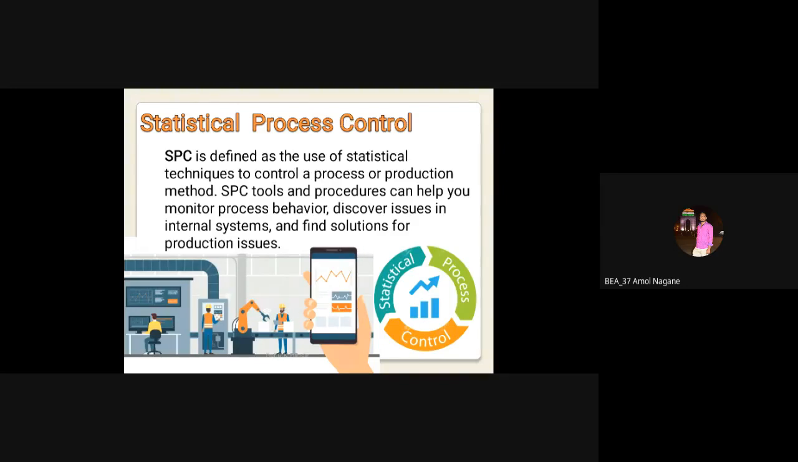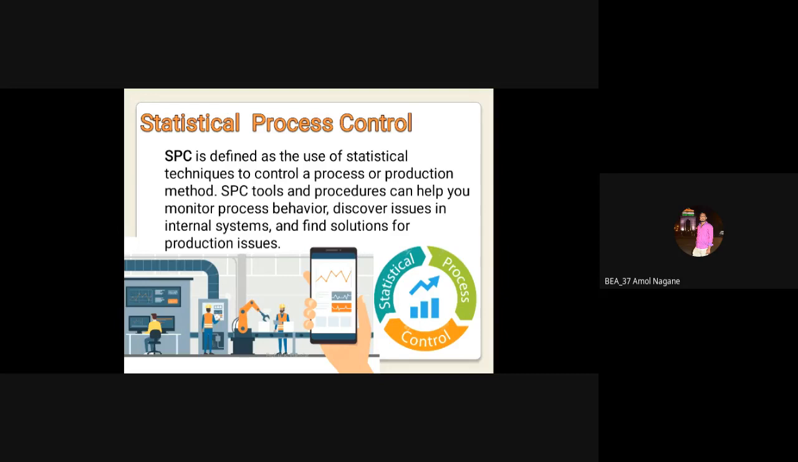Suppose we can do it from online mode also. We might know that since last year this pandemic situation is there. A number of companies are doing work from home, so it is possible. Why? Because we have a statistical process control system. This is also one benefit of statistical process control.